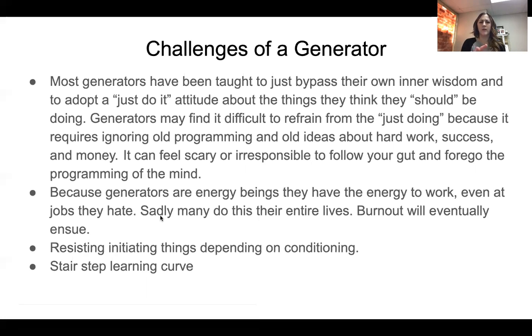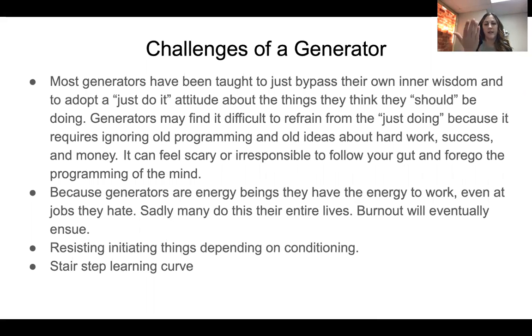So resisting initiating things depending on your conditioning. Kind of like I talked about in the first bullet point there, but for a generator, a challenge is they need to resist. They might get an idea and go, oh, I just want to initiate this, but they need to wait for something outside of them so that then they can respond to that. Otherwise, they're just going to get all that resistance. They're going to try to force something that might not be the right thing. And so it'll be lots of frustration.